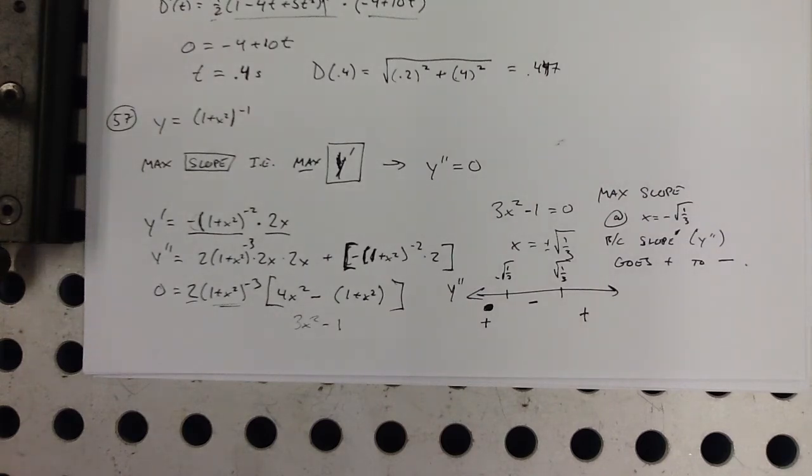That was number 57. Number 57. Yep. Oh, did they want the actual point? Where on the curve? Yeah, so you can plug that in. And there's the announcements. We're done.